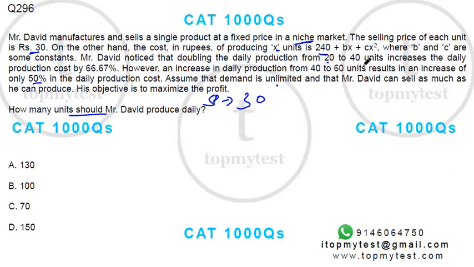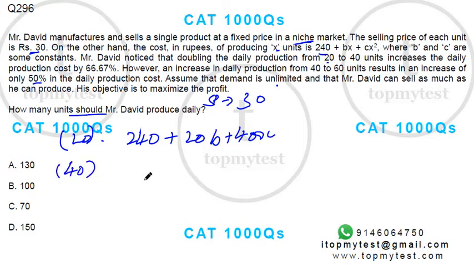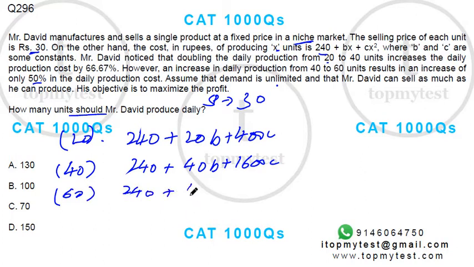Okay, let's look at the quadratic function. The cost function is this. So at 20 units, this function will return 240 plus 20b plus 400c. At 40, it will return 240 plus 40b plus 1600c. At 60, it will return 240 plus 60b plus 3600c.